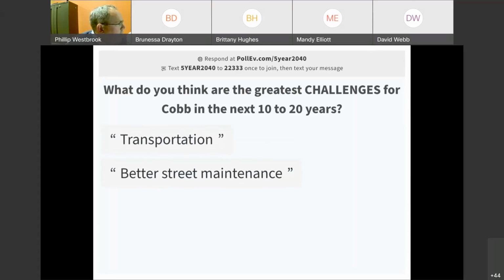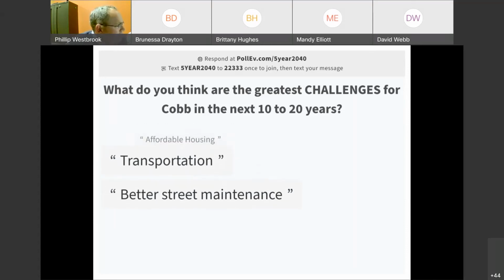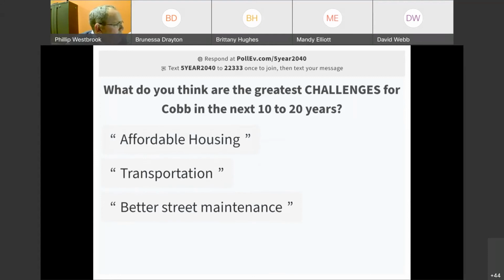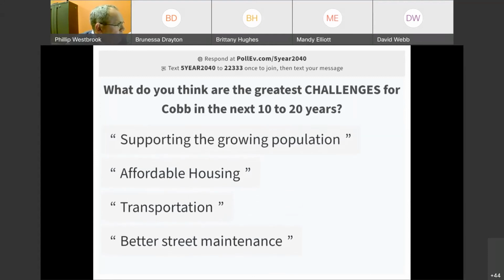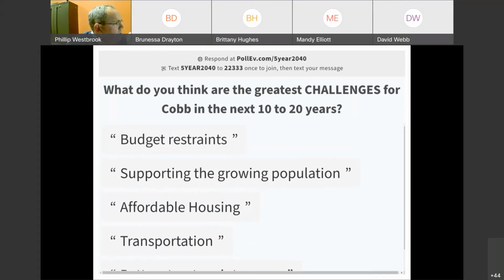Right, better street maintenance, transportation, affordable housing, supporting the growing population.